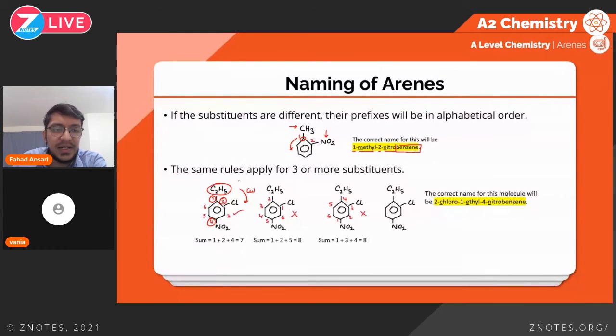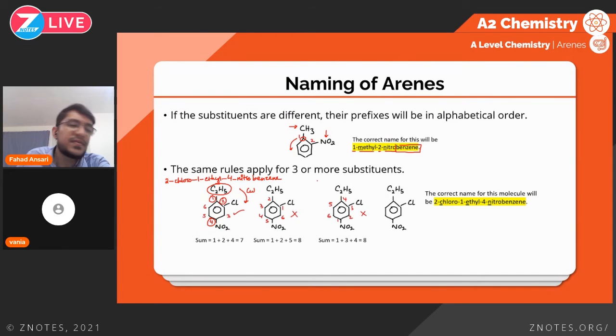Well, if I place them in alphabetical order, the chlorine should come first. So that's going to be 2-chloro. And then I have the ethyl group, so that's going to be 1-ethyl. And then I will have a carbon atom number 4 in the benzene ring, that's going to be nitro. And then I have benzene.